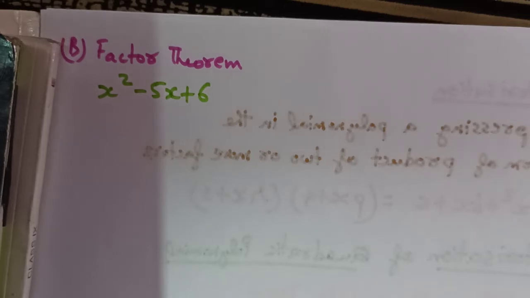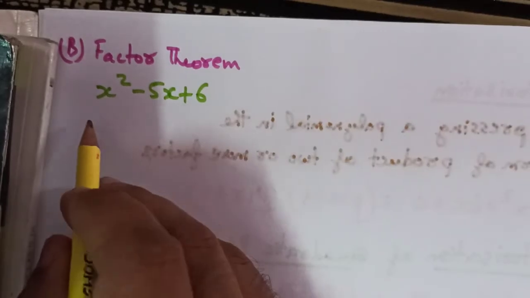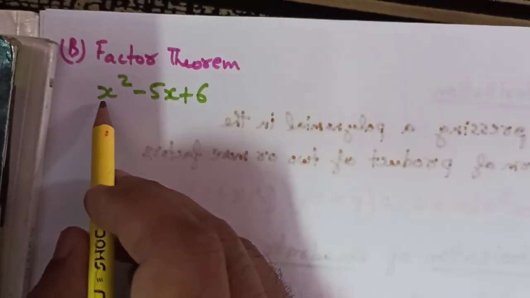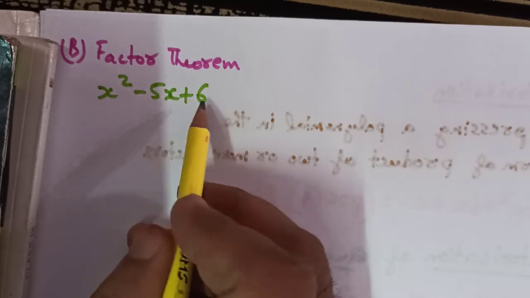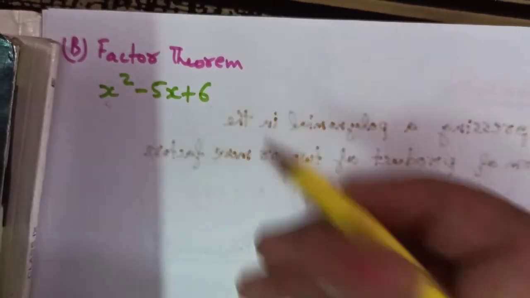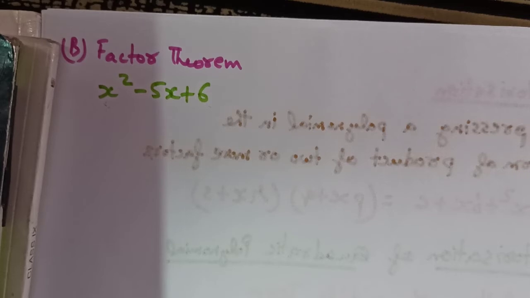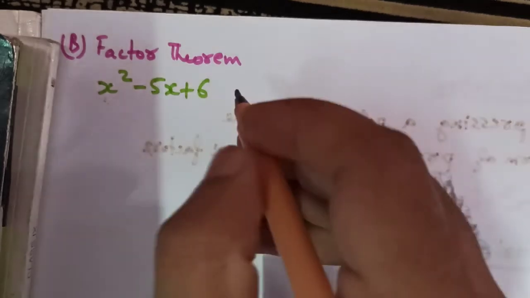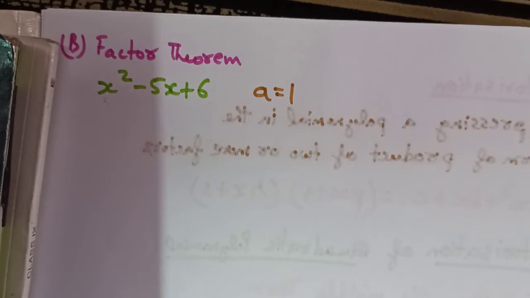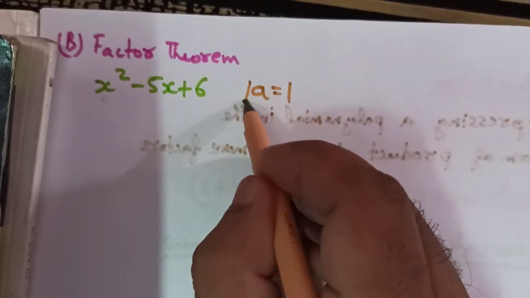So how will we do that? First of all, we can compare this as ax square plus bx plus c. So the coefficient of x square, the value of a here, should be equal to 1. The value of a is equal to 1. Okay, so this we have to make sure.